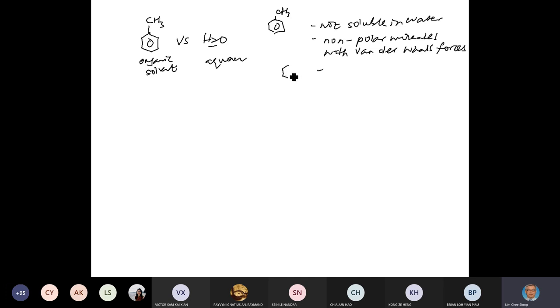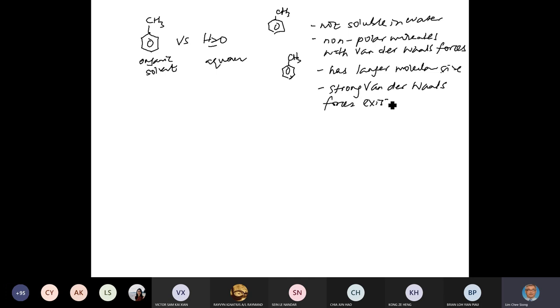Next one, we have to be concerned about the toluene itself. If you compare to water, this toluene, the size of what? Has a larger molecular size. The size is getting bigger compared to the water. So the intermolecular forces here are getting what? Strong. This size is bigger than water, so that's why the Van der Waals forces between the toluene molecules are even stronger.